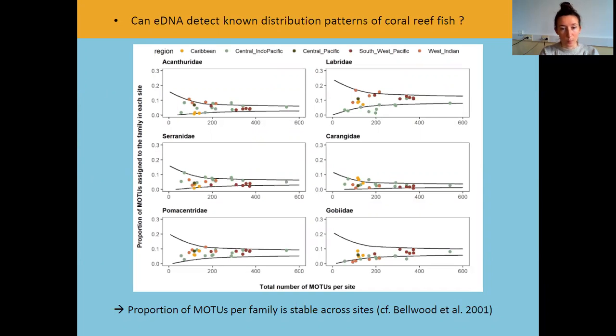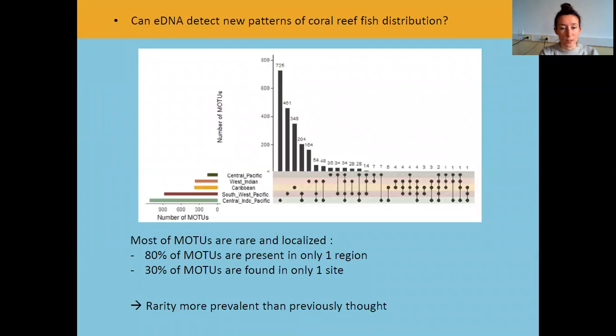eDNA detects the stability of the family pattern across sites, meaning that the proportion of MOTUs belonging to these typical reef families is constant, no matter the richness of the site, and is no different than expected at random. This pattern indicates a complementarity for ecosystem functions performed by these families in each site. And finally, we investigated new patterns uncovered by eDNA data.